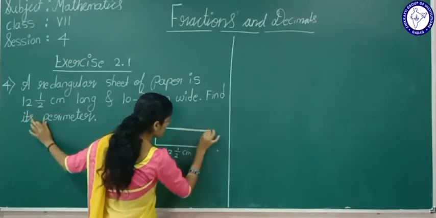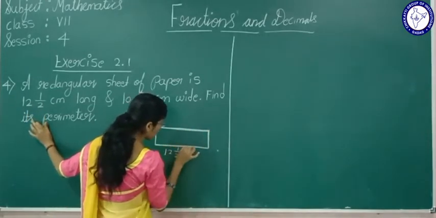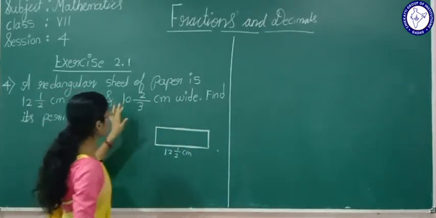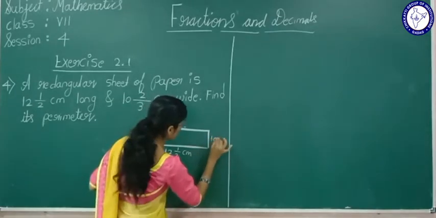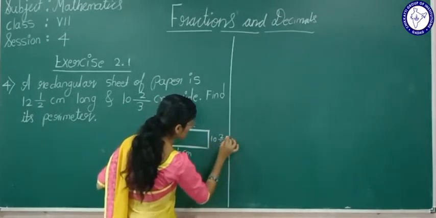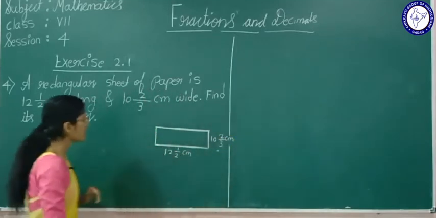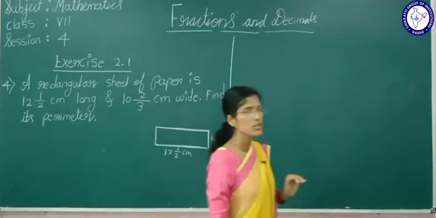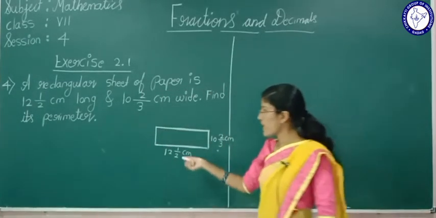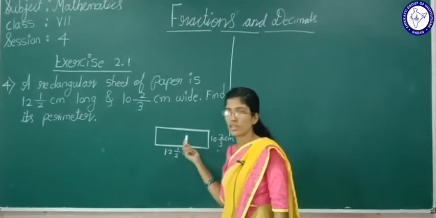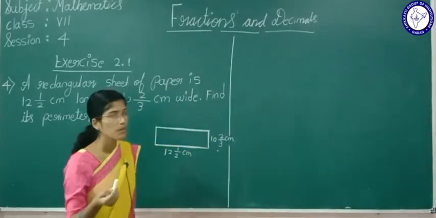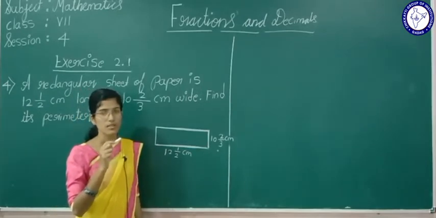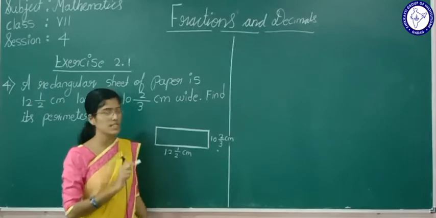So you know what a rectangle is? In a rectangle, the opposite sides are equal, yes or no? And the breadth is 10 integer 2/3 centimeter. Find its perimeter. So what is the meaning of perimeter? If I ask you what is the perimeter of this figure, what is the definition of perimeter? Perimeter means the sum of the lengths of all its sides.